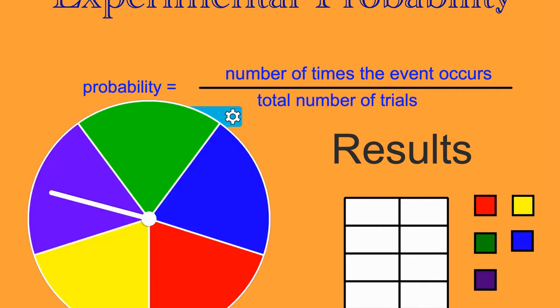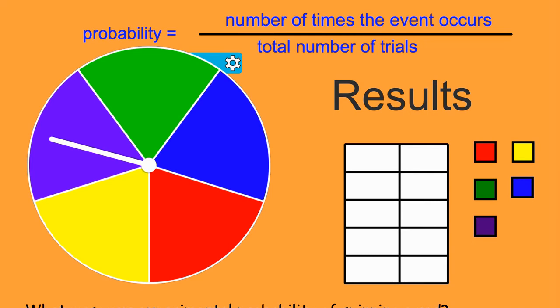So we're going to start by talking about experimental probability. Experimental probability is probability based on what actually happens. So we're going to go ahead and spin a spinner, and then we are going to record our results. And then we are going to calculate the probability for red occurring. Experimental probability of spinning a red. Okay, so I'm going to go ahead and click my spinner.